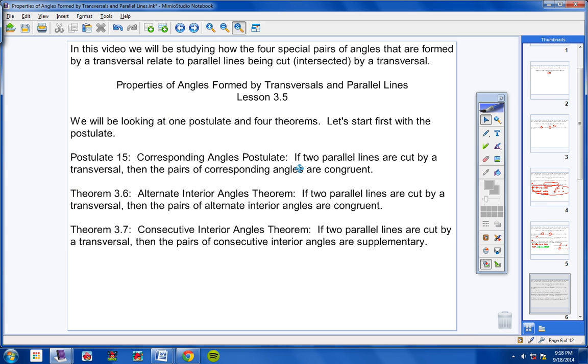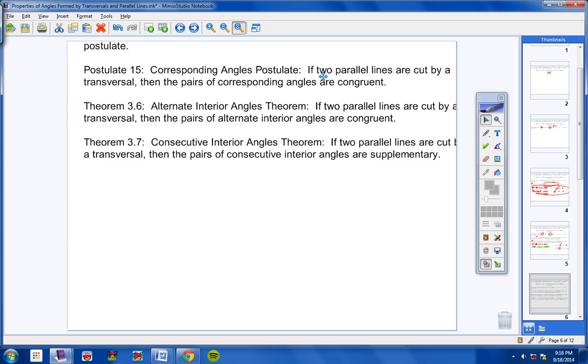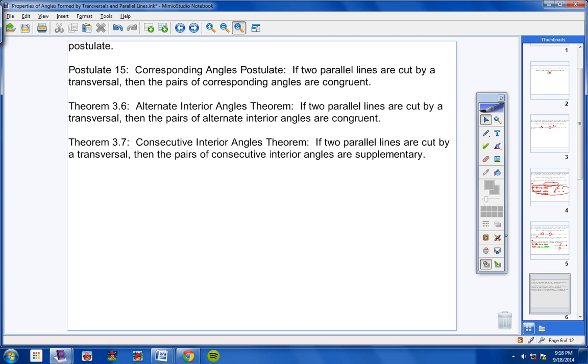Okay, Theorem 3.7. Slide this up so we have some room, and here we go. Okay, students, Theorem 3.7. Please copy this in your notes if you would, please. You're responsible for this theorem, and it reads as follows. It's called the consecutive interior angles theorem. Students, please listen to me. We're going to look at one postulate and four theorems. Got it?